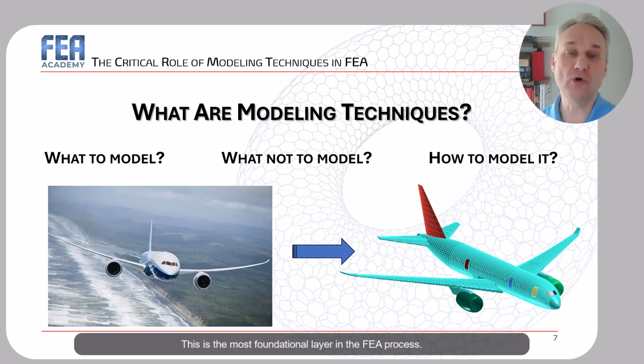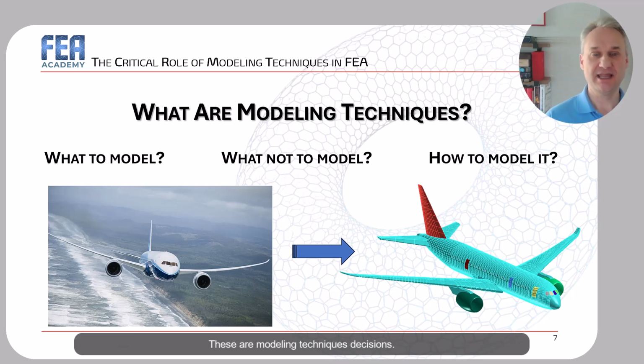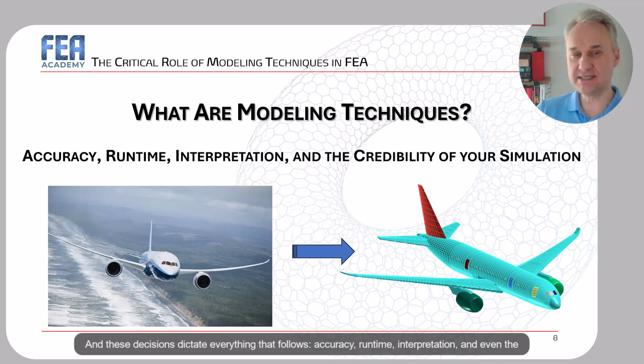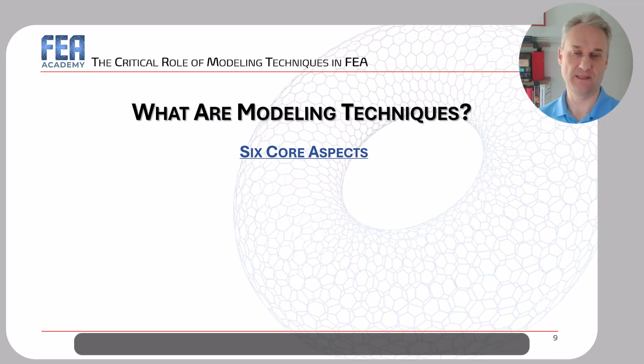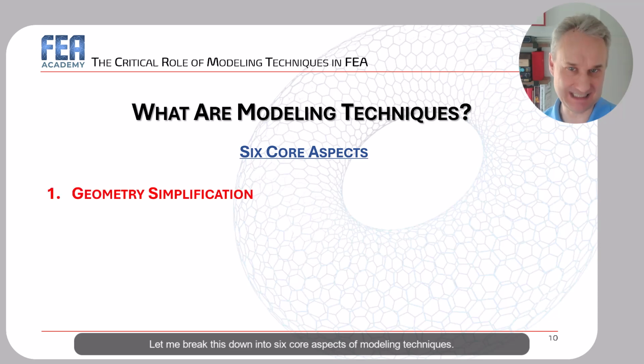This is the most foundational layer in the FEA process. Before you mesh a model or run a solver, you need to decide what to model, what not to model, and how to model it. These are modeling technique decisions. And these decisions dictate everything that follows: accuracy, runtime, interpretation, and even the credibility of your simulation. Let me break this down into 6 core aspects of modeling techniques.